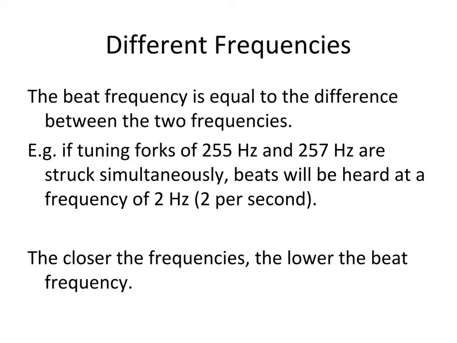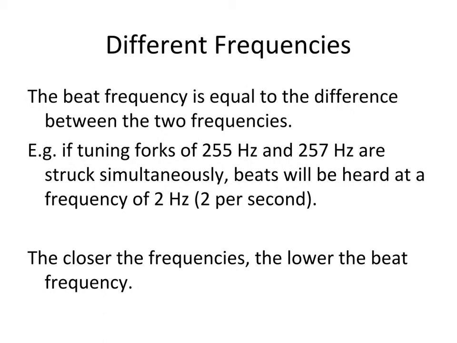So if you strike the tuning fork and pluck your guitar string and you hear the beats going wah wah wah wah wah, then you want to hear those reduce in frequency to wah wah wah. Then you know you're getting close. And then when they reduce so much that you can't hear any beats, now you know that you've tuned your guitar string properly because the two frequencies are equal.